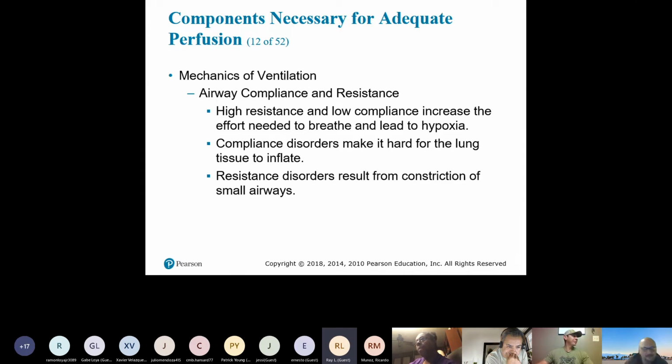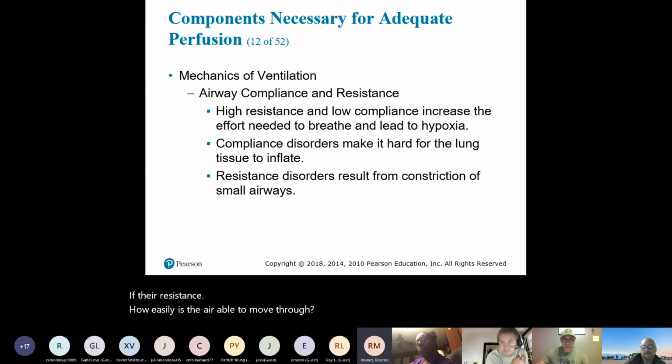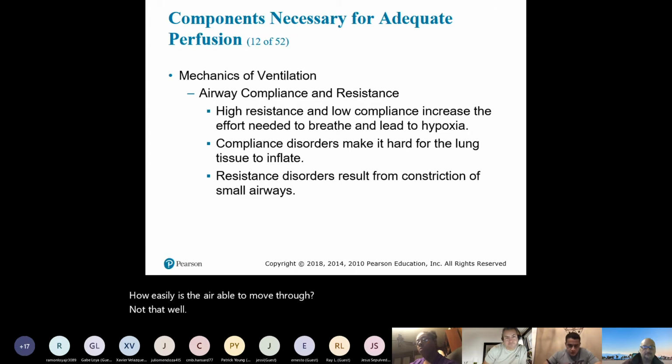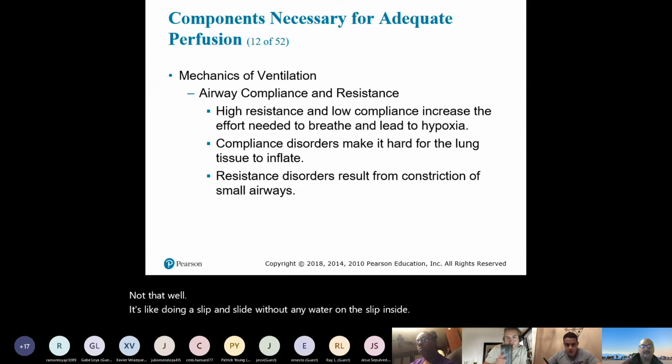All right. Resistance and compliance. If there's resistance, how easily is the air able to move through? Not that well. It's like doing a slip and slide without any water on the slip and slide. You're not going to slip and slide very far.